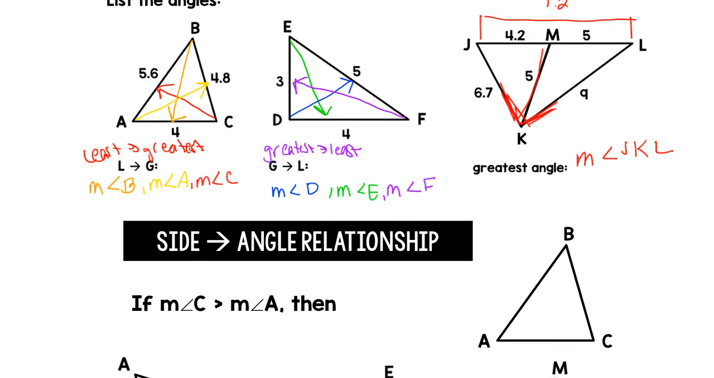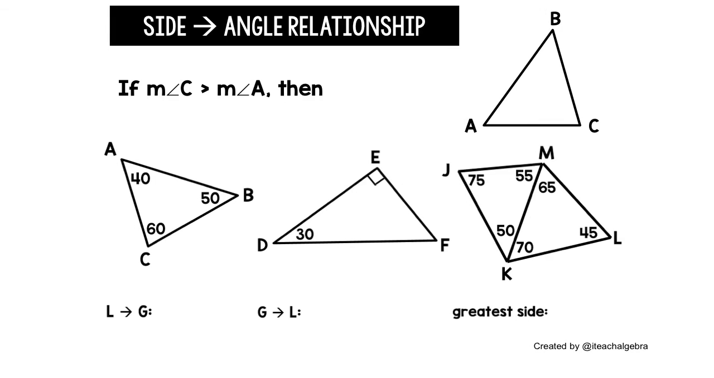All right, now let's look at the side angle relationship. If the measure of angle C is greater than the measure of angle A, let's see how these angles correspond with the sides. Got angle A that goes with BC, angle C that goes with AB, and angle B that goes with AC.